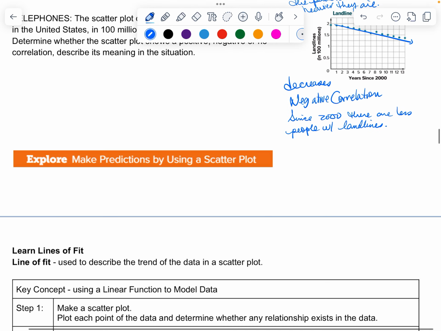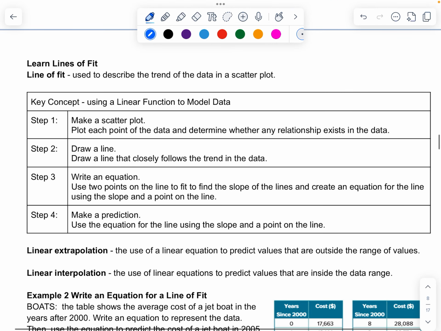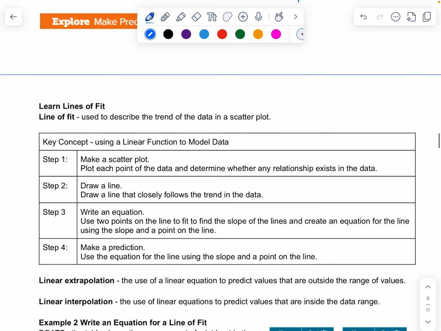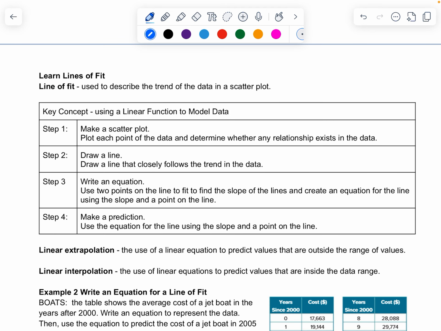Next, lines of fit. As you looked at these lines that I drew, they were not perfect lines with all of the data. So we're going to use the lines of fit, sometimes called the lines of best fit. We're going to make a scatter plot, plot each point of the data, and determine whether there's a relationship. Is it a positive, negative, or no correlation?